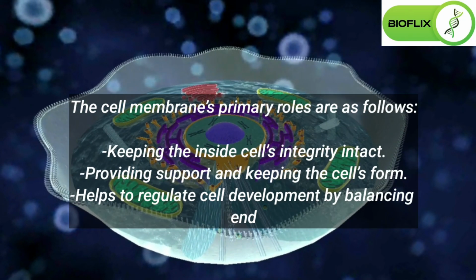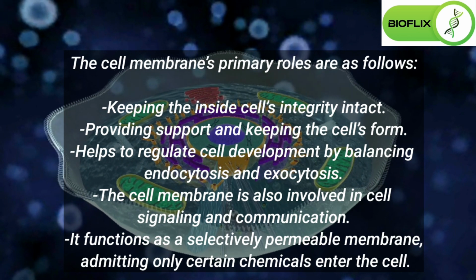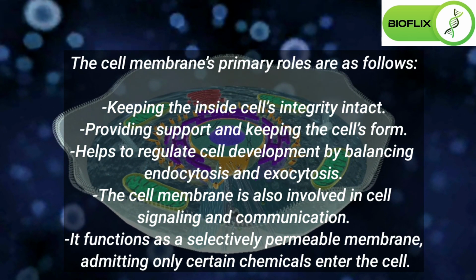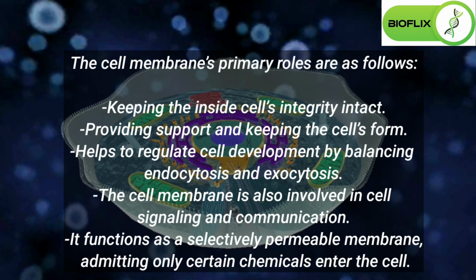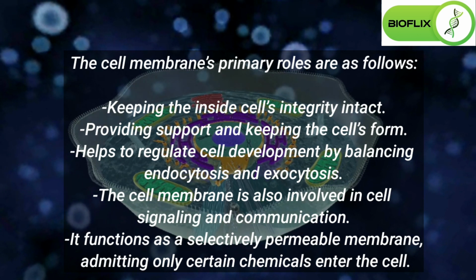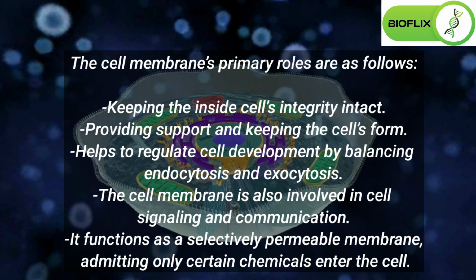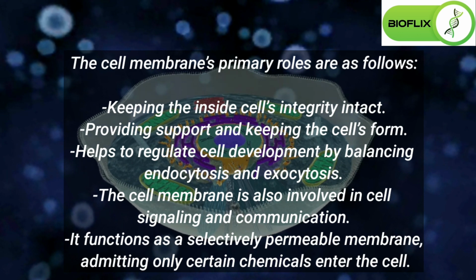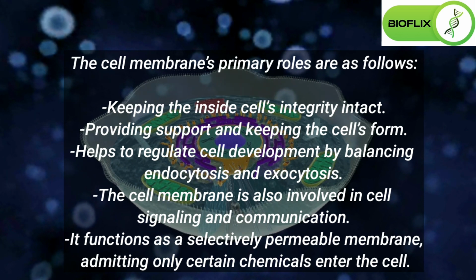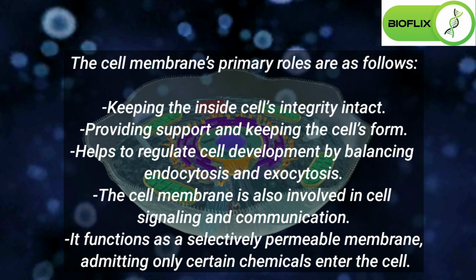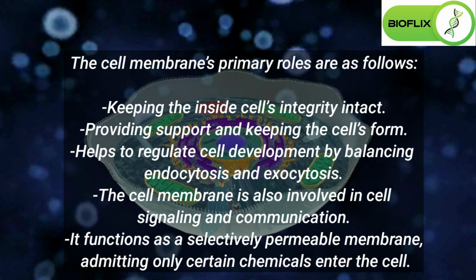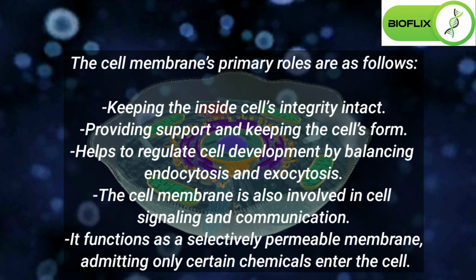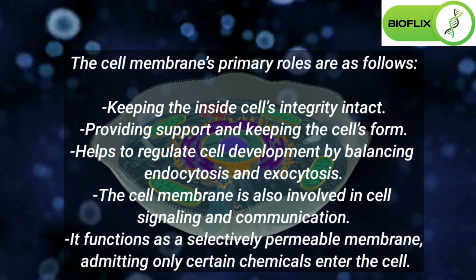Cell membranes' primary roles are as follows: keeping the inside cell's integrity intact, providing support and keeping the cell's form, and helping to regulate cell development by balancing endocytosis and exocytosis. The cell membrane is also involved in cell signaling and communication. It functions as a selectively permeable membrane, admitting only certain chemicals to enter the cell.